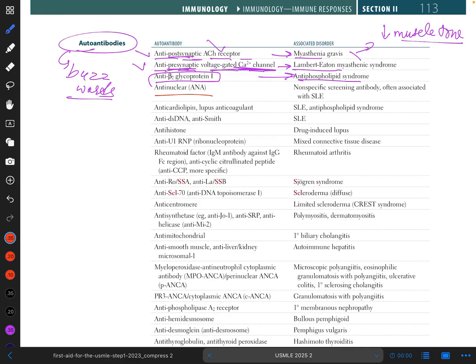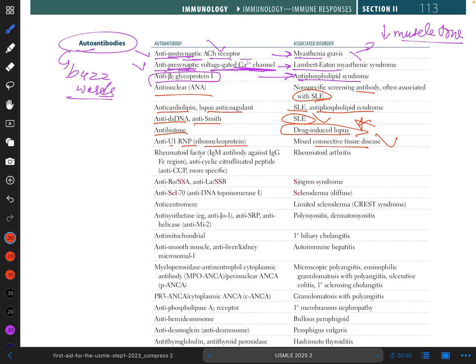Antinuclear antibody (ANA) is a non-specific screening antibody often associated with SLE. Next is anticardiolipin and lupus anticoagulant, for SLE and antiphospholipid syndrome. Anti-dsDNA and anti-Smith are associated with SLE 100%. Anti-histone is drug-induced lupus. Whenever you see anti-histone antibodies in an MCQ, just mark the question drug-induced lupus. Anti-U1 RNP, ribonucleoproteins, is mixed connective tissue disease.